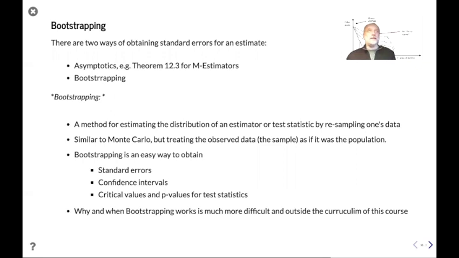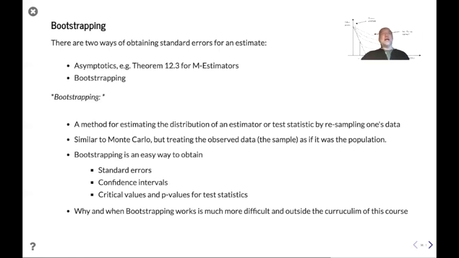Okay, so basically you can say there's two ways of obtaining standard errors, or the distribution of a statistic. Either you can use asymptotics, like for example theorem 12.3, that's establishing asymptotic normality for M estimators. There you know what the variance covariance matrix looks like. You can calculate it based on first and second order derivatives, and once you have your objective function, just differentiating twice. Now we can't do that, right? Because this objective function that we have, at least if we're not working with the smooth version of it, is non-differentiable. So we can't do that.